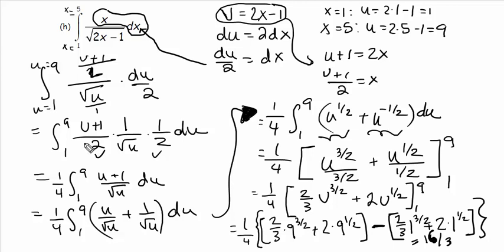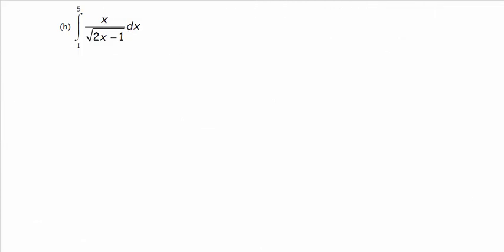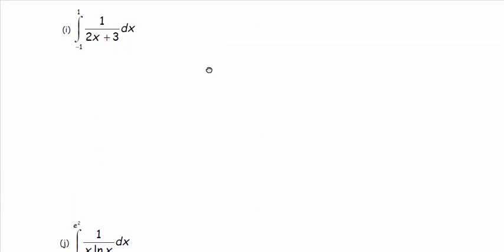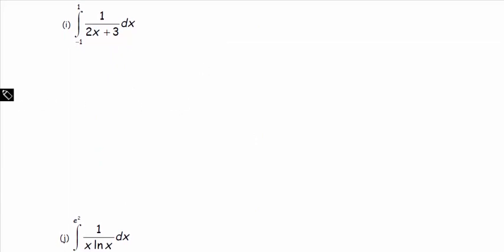Alright, let's try another one. Now, I promise that the next page will be less messy than the one that we just did, but we still will have to remember to do the u substitution. So u is 2x plus 3. And remember, these limits are x values.